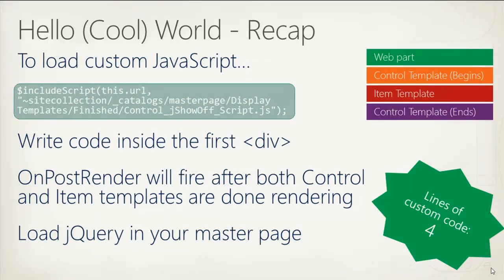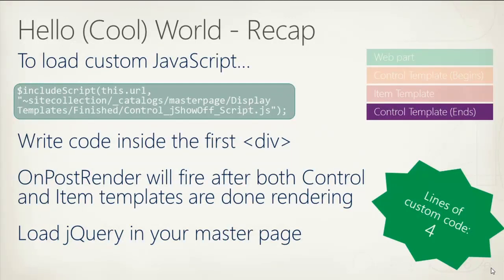We saw this took about 4 lines of code, and if we think back to our logical model, all we really did here is stuff that happens when the control template ends. We didn't really change the structure of the HTML very much. We didn't work with our item template, even though we got a pretty dramatic effect visually on the page.